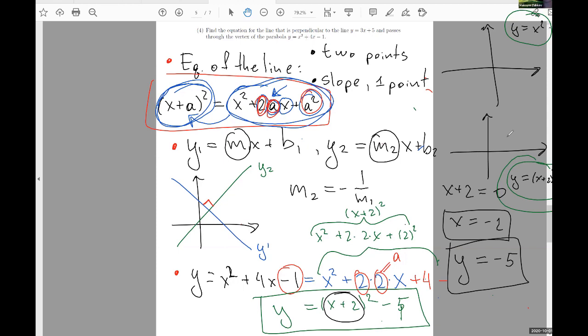Since the 2 here is positive, it's a translation not to the right but to the left. So if I have this parabola, my first translation is going to be 2 units to the left. So this is going to be y is equal to (x plus 2) squared, because if you plug in x is equal to -2, your y will be equal to 0. And then I'm going to go 5 units down. So we'll go like this. And you can see here, this is the point -2 and this is -5.